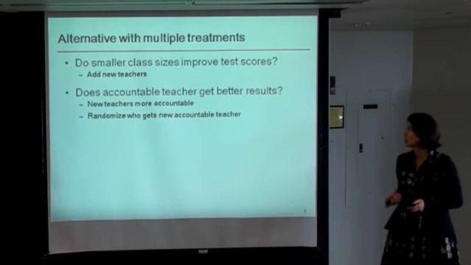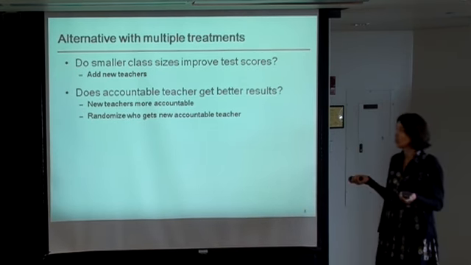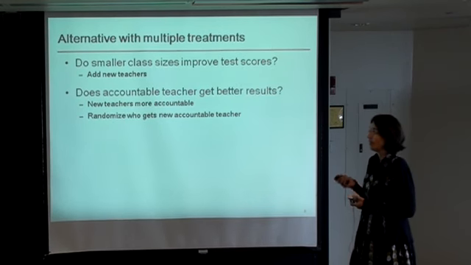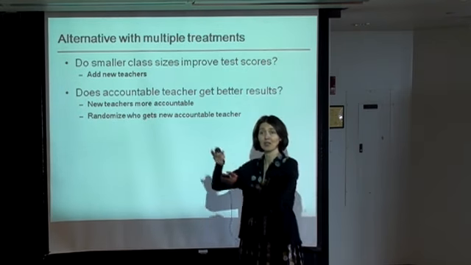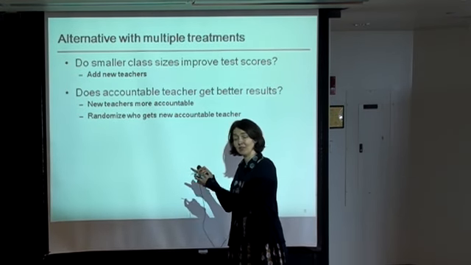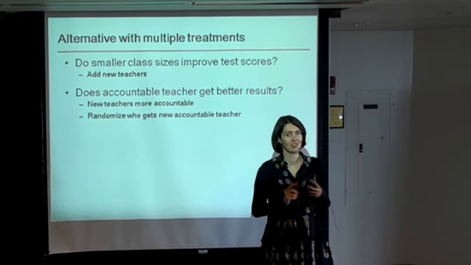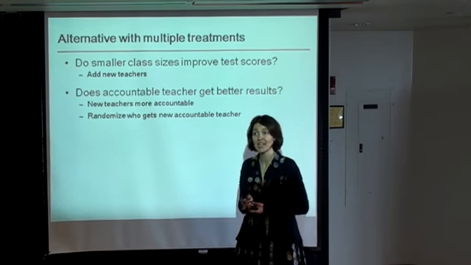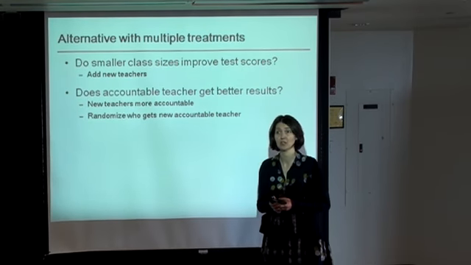Do accountable teachers get better results? Well, you make the new teachers more accountable, and you randomize whether a kid gets a smaller class with the accountable teacher or a smaller class with the old teacher. You randomize that. So you can test the new teachers who are accountable versus the regular teachers who are not accountable.